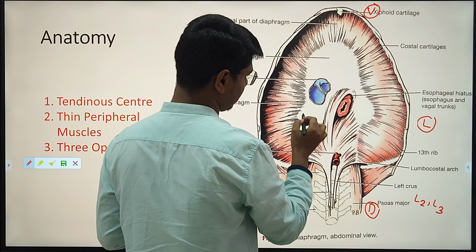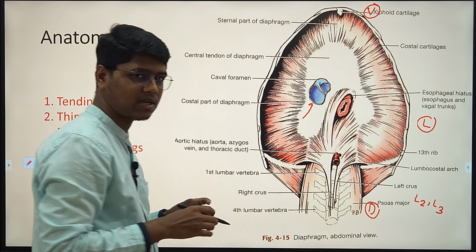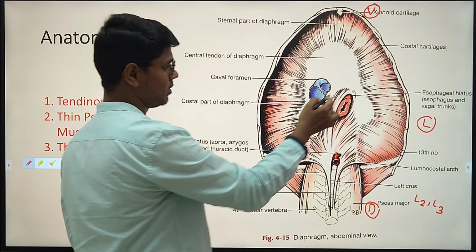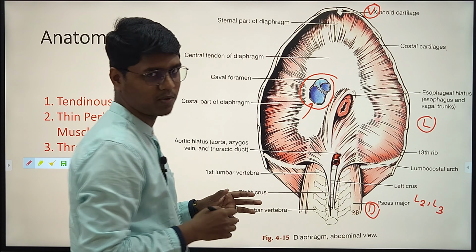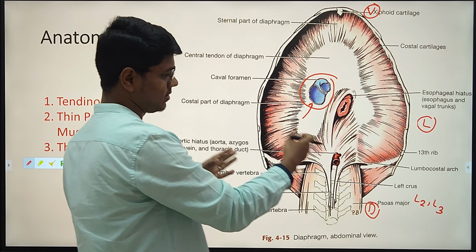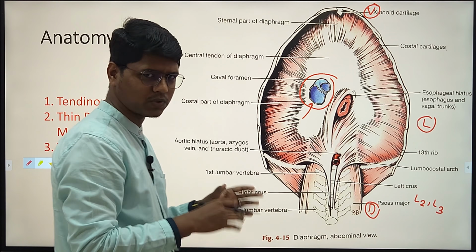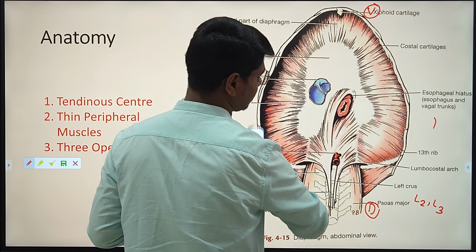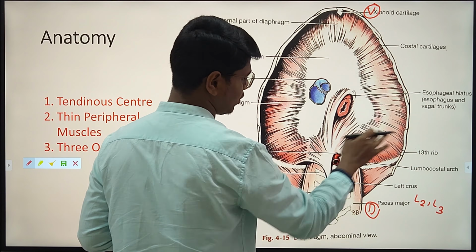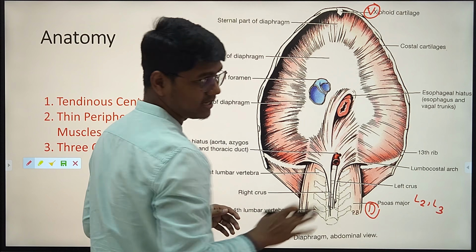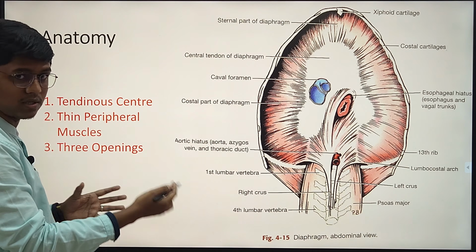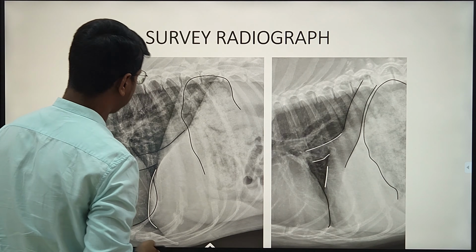Because sometimes, when differentiating between the right and left lateral views, the differentiating factor will be this caudal vena cava opening. It joins to the right side, towards the right crus. So it will be helpful. This is the anatomy. Just remember that most of the diaphragmatic hernias occur at the muscular portion rather than the tendinous portion. We will deal with the diseases where we will see the radiographs.